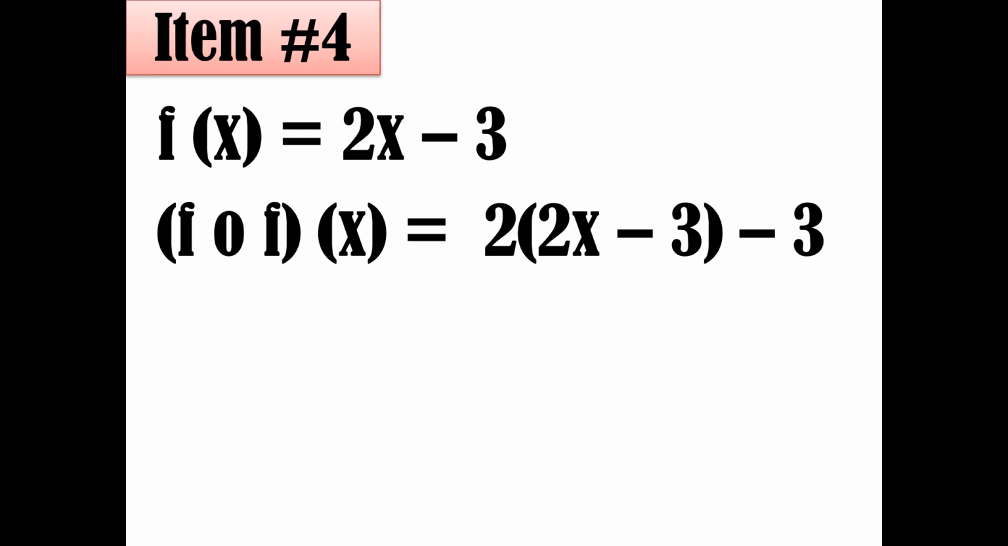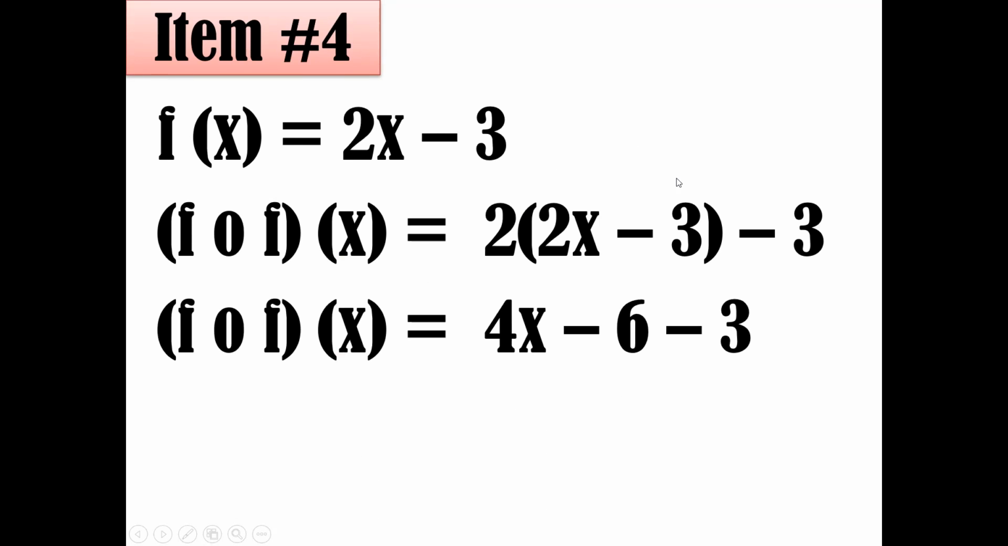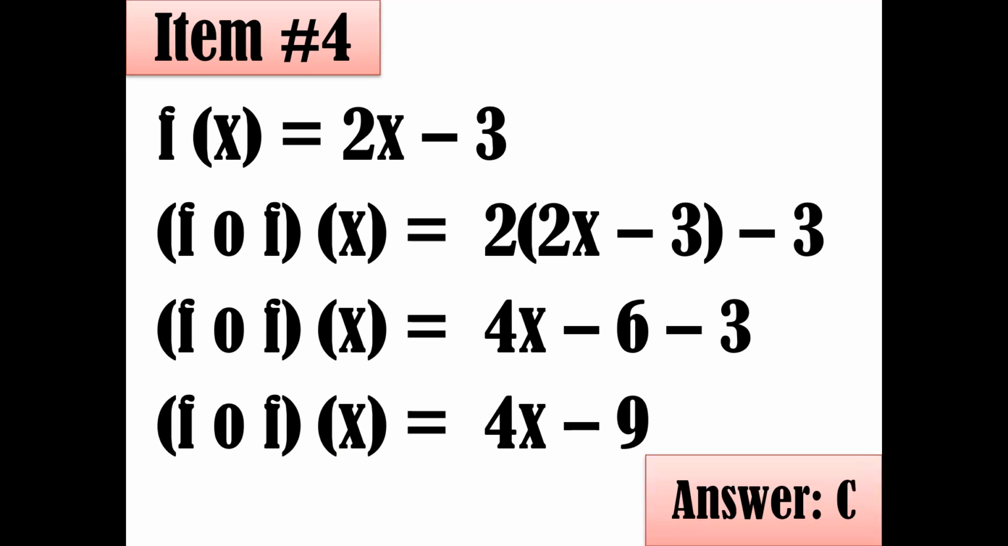And by distribution, 2 times 2x is 4x. 2 times negative 3 is negative 6. And you still have the minus 3 here. And combining like terms, yung negative 6 minus 3 is negative 9. Hence, the correct answer is letter C, 4x minus 9. Thank you and congratulations sa lahat ng sumagot ng letter C. Good job, everyone.